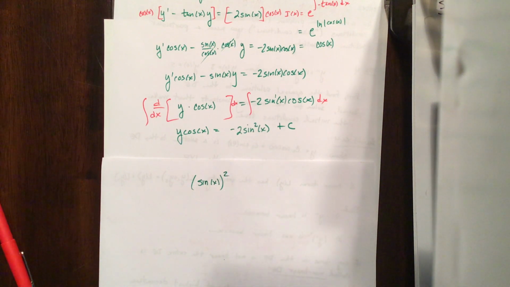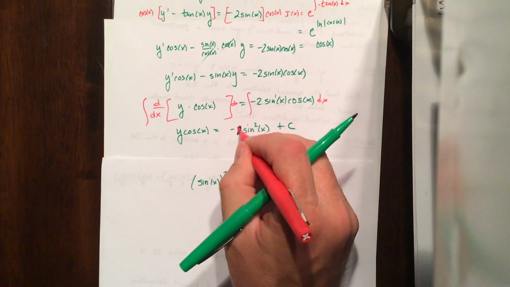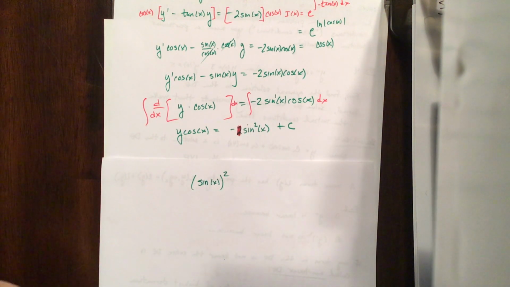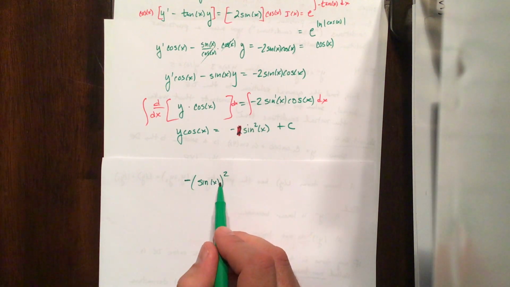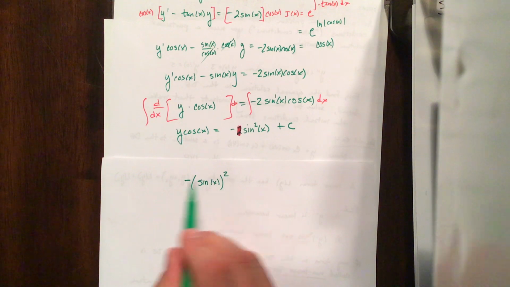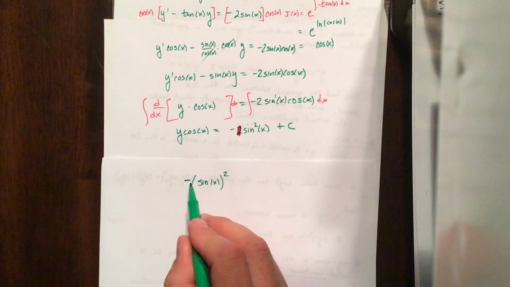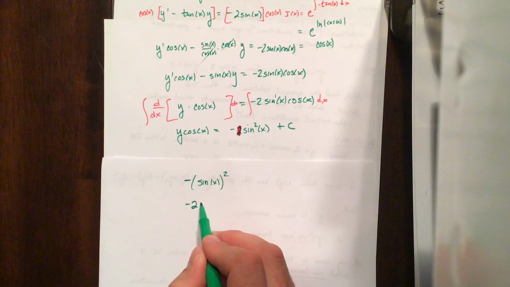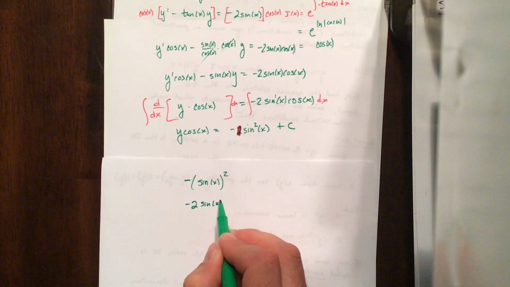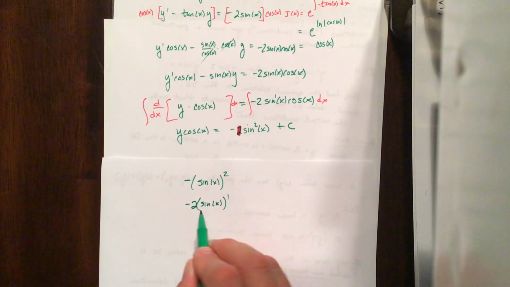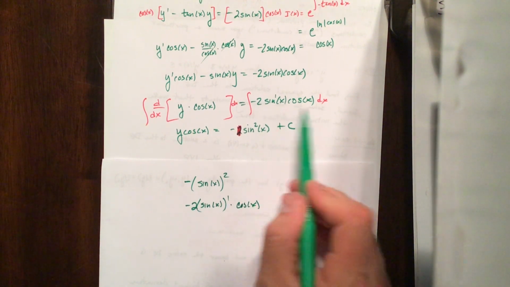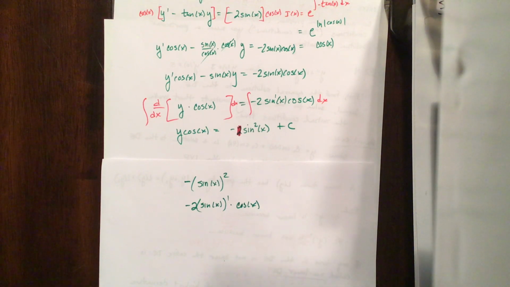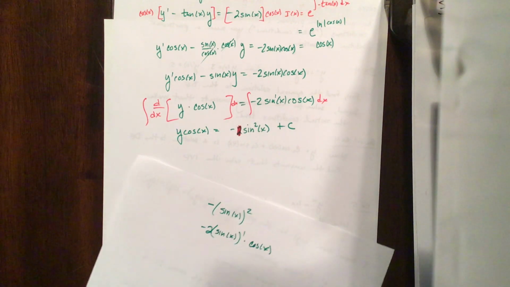Okay. In fact, I think I made a mistake. Don't need that 2 out in front. So if I take the derivative of sine of x squared times the -1, the 2 comes down, that gives me -2 times sine of x all raised to the first power times the derivative of the inside, which is cosine x, and that's -2 sine x cosine x, which is what I wanted right there. All right. It's a good thing I checked that.